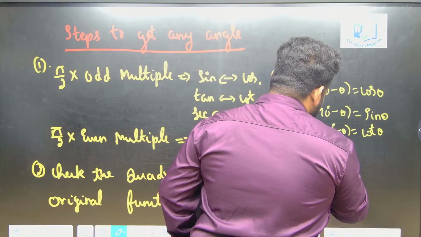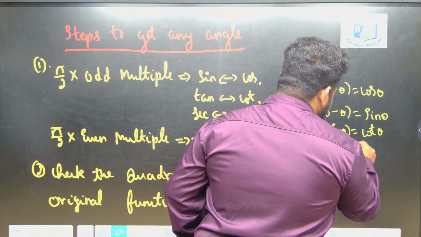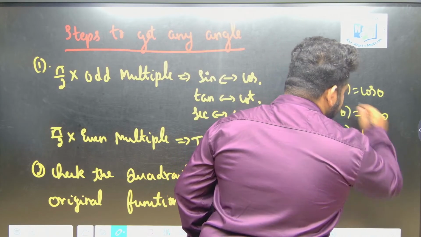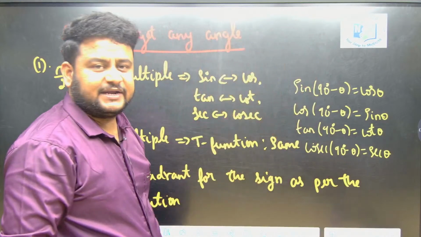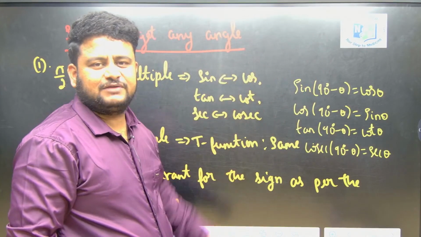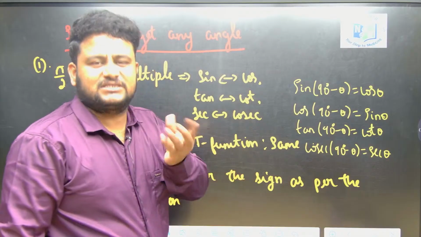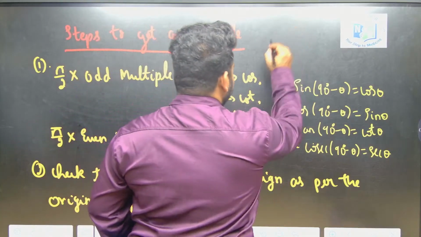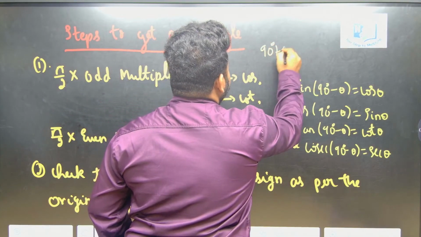Cosecant of 90 minus theta, you learnt it as what? Secant theta, and vice versa. Correct. Now, these are complementary angles. But when it comes to your 11th and 12th, you will get numerous formulas. You may have to find 90 plus theta.